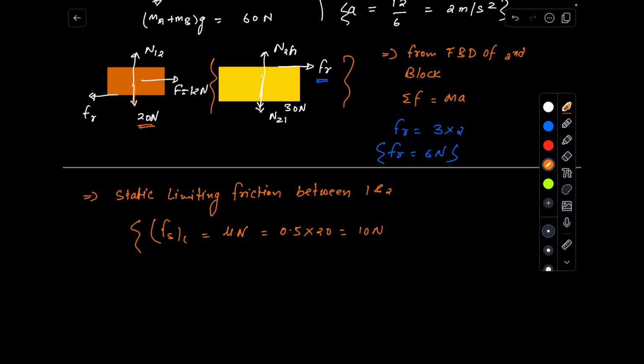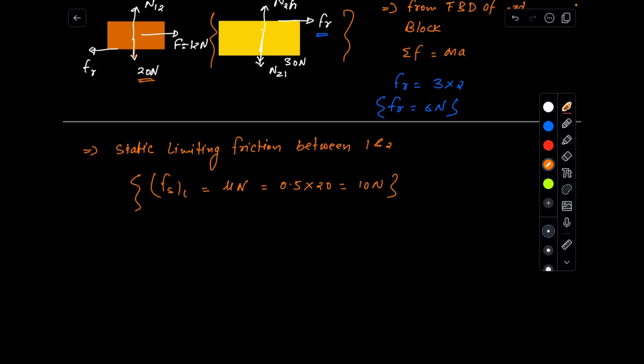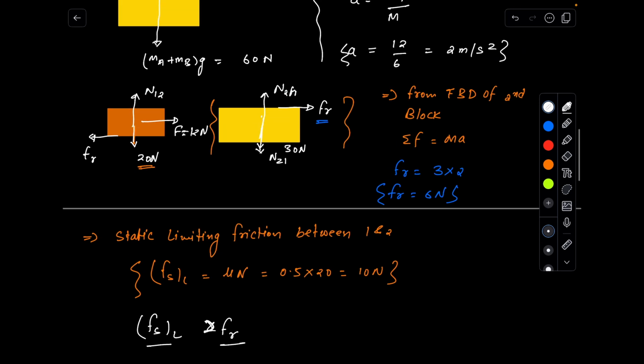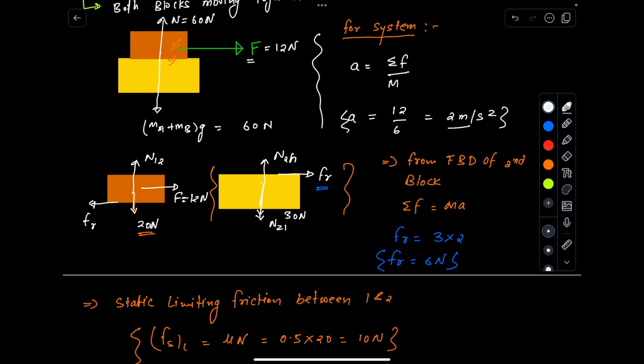Now look here, this 10 Newton static limiting friction is greater than the required friction. It means these objects will have static friction between them, and because of that these objects are going to move together. So the answers we got are correct: the acceleration of these two objects is 2 meters per second square, and the friction between the blocks is 6 Newton.